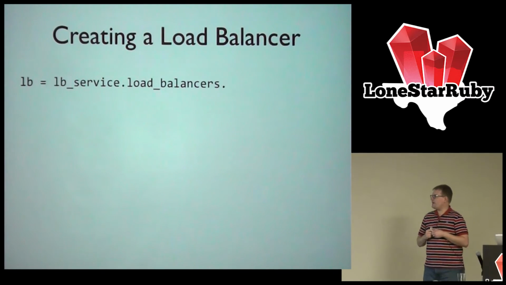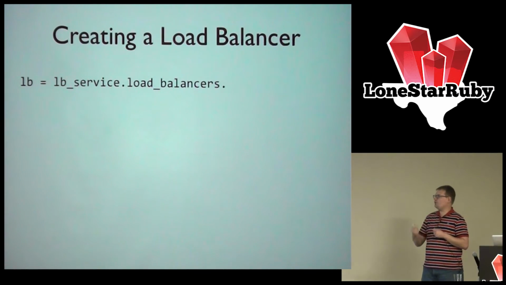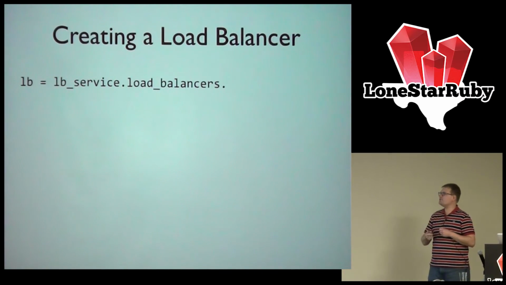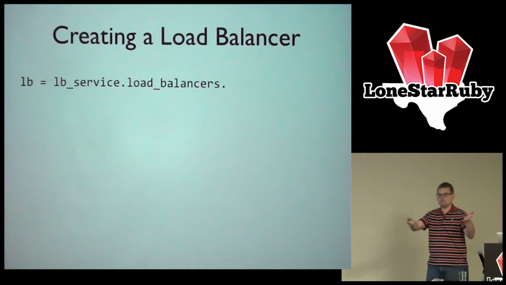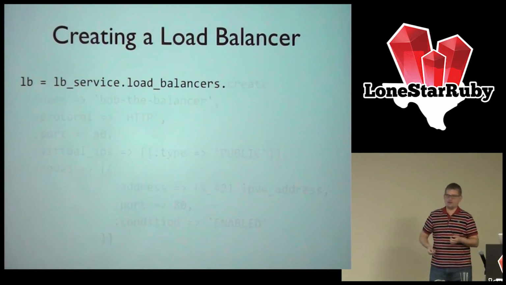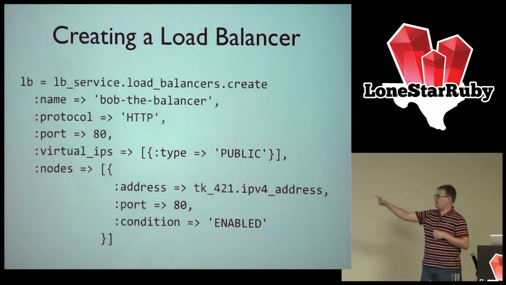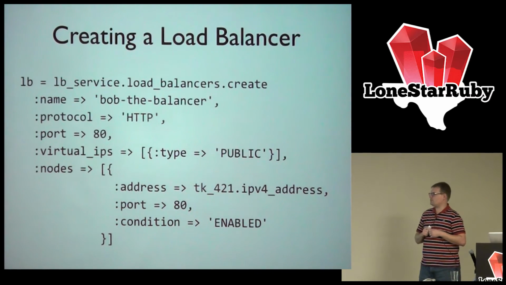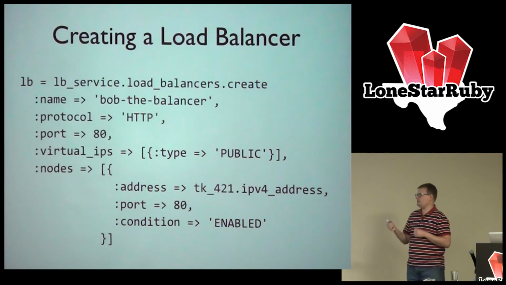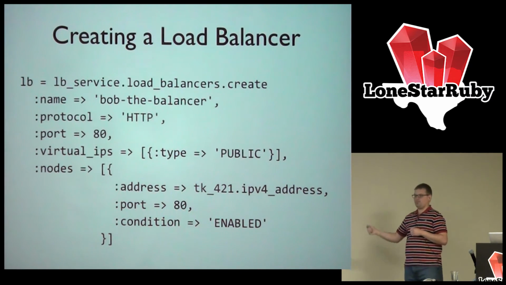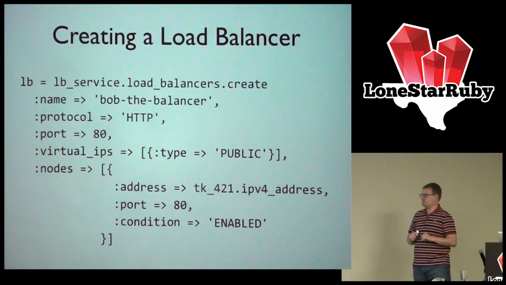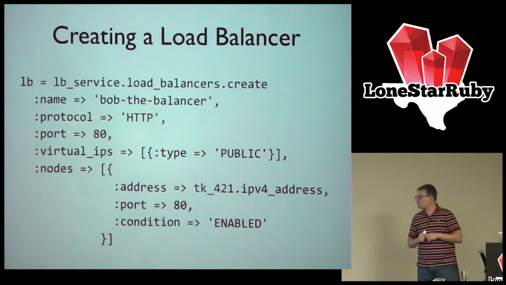So to create a load balancer, we're going to do load balancer service.loadbalancers.create. We're going to go ahead and populate some parameters. We're going to give it a name. We're going to use the HTTP protocol on port 80. Then we're going to specify our virtual IP addresses of type public. This is actually going to create both an IPv4 and an IPv6 address for our load balancer.